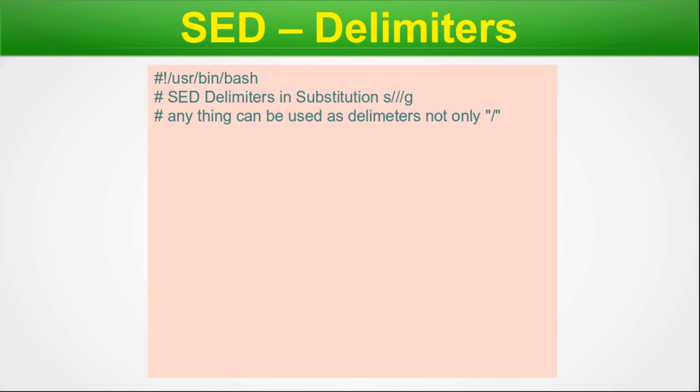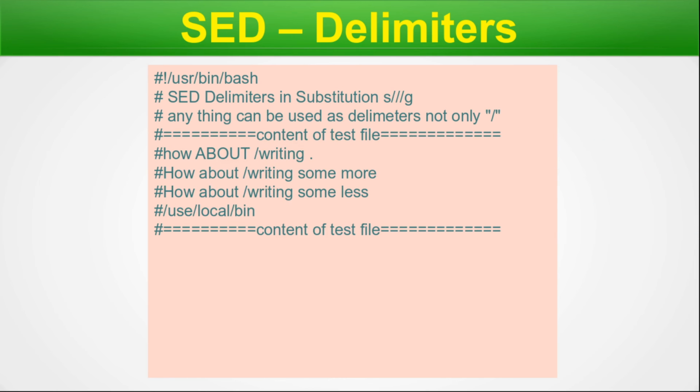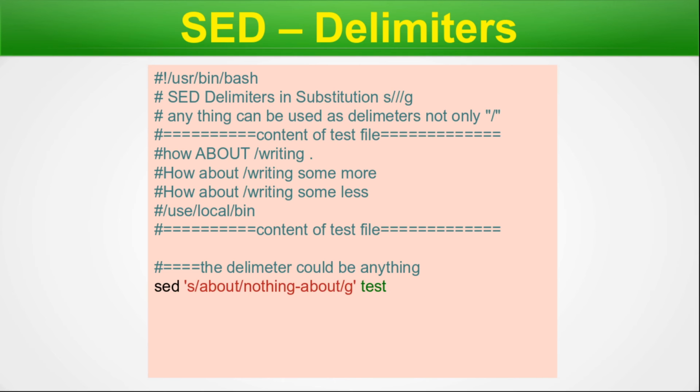That's why I am giving this example, and here is the content of the file that I am going to use in the next lines. Remember, the delimiter could be anything. So we write sed, then s slash about slash nothing about, then g, and test. We give the input file name. We have dumped the text in test. So here it will replace about with nothing-about in the above case.